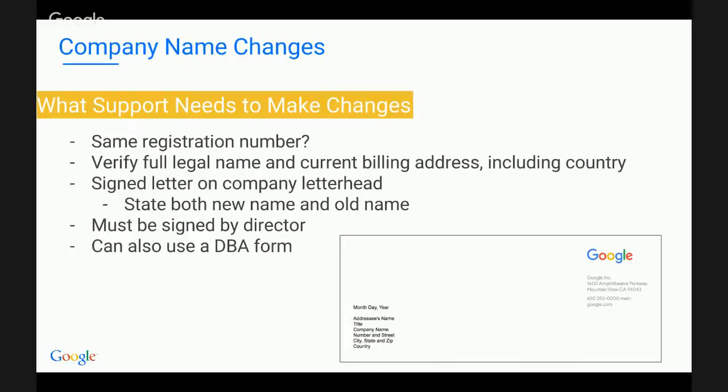So essentially the same thing as changing the address. You need to verify the current name that we have in the legal customer as well as the billing address. And we need a signed letter on company letterhead showing the name change, or a doing business as form. A DBA form is actually a form that you file with your local state or federal government saying, hey, we used to be called Whitney's Company, now we're called Whitney's Business, and making that change on the legal customer end.